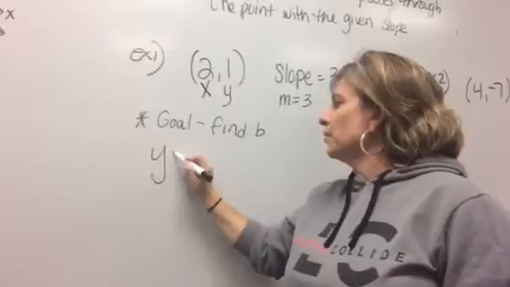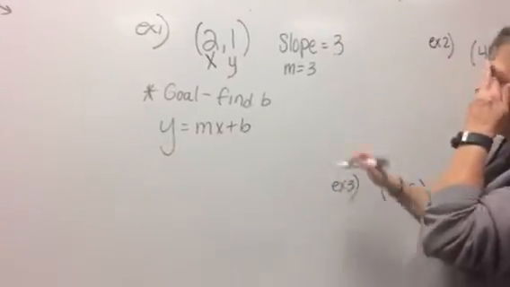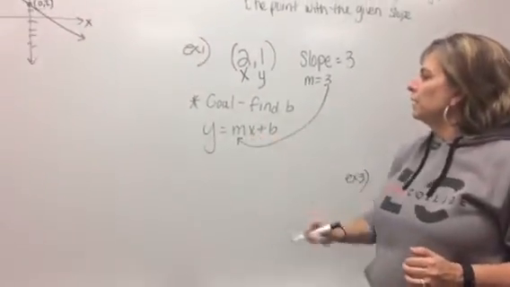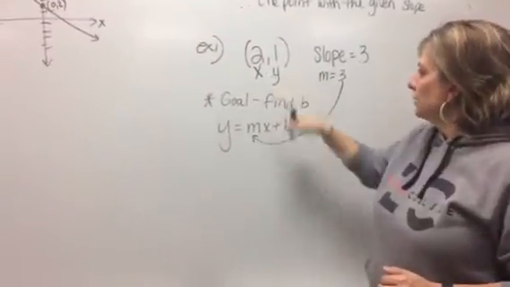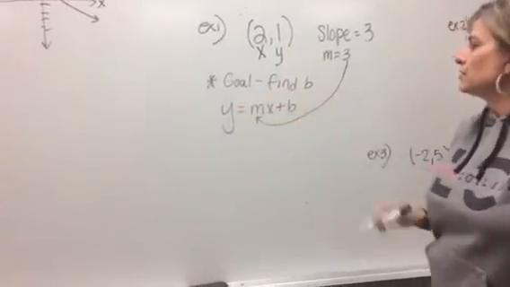So my goal is going to be, in these problems, find b. Well, I know this is my equation, y equals mx plus b. So now I'm just going to substitute in. I'm going to take the 3 and I'm going to pop it in for my m. I'm going to take the 2 and I'm going to pop it in for my x. Take the 1 and pop it in there. So ready? Here we go.